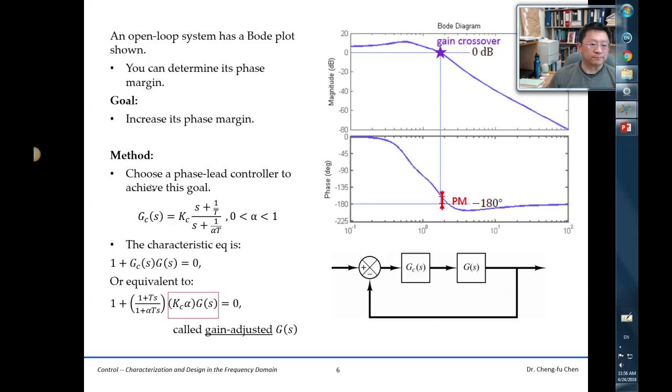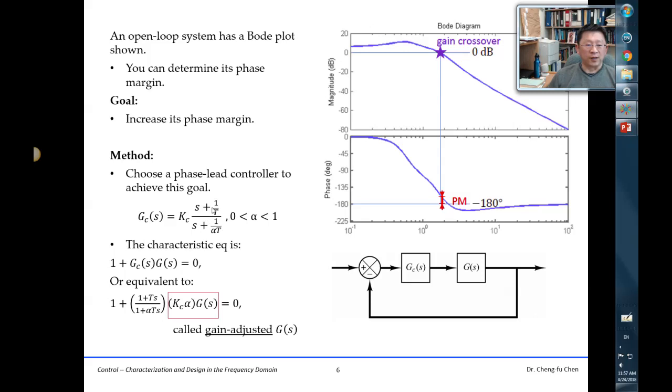The method, the head up, the big picture of the method. Here we select the lead controller, and it has these contents. In particular, we have alpha less than 1 to be an eligible phase lead controller. In terms of this closed loop system, we have the characteristic equation, and we plug in the information of G(s) to here. So basically, let me rewrite. Okay, so in this way, I rearrange the form.